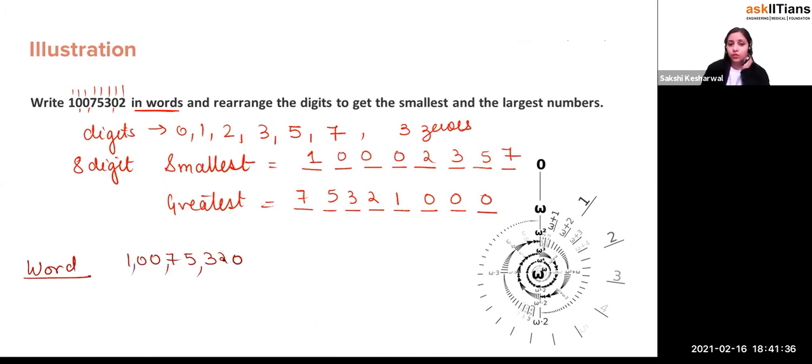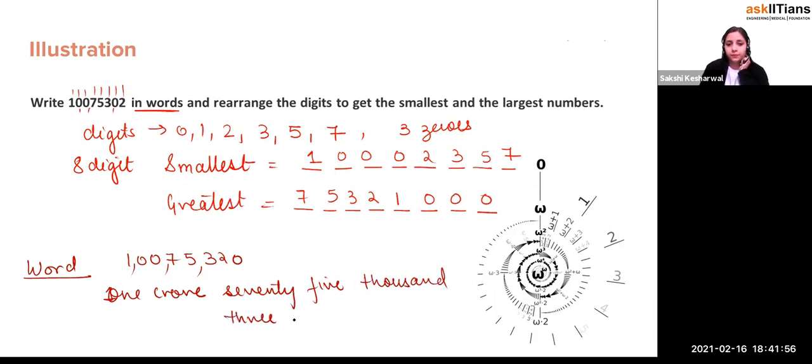So can I say this is ones, then thousand, then lakhs, and then crores, right? So can I say this as 1 crore, right? This is 1 crore. 75,320, this is how we are going to say. And if I want to go to the international system, it will be 1075320. So just put it like this.